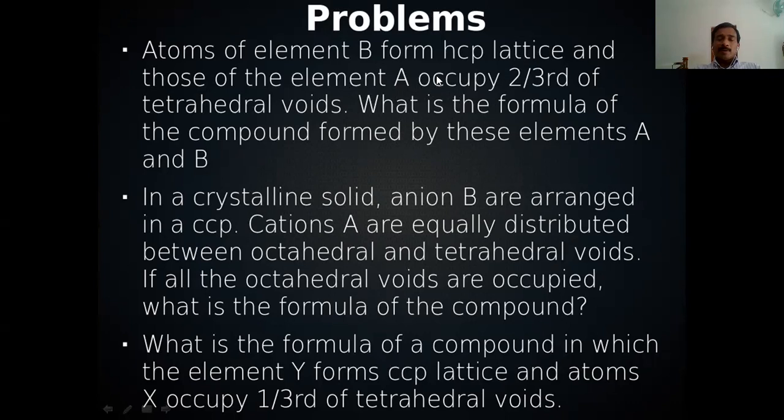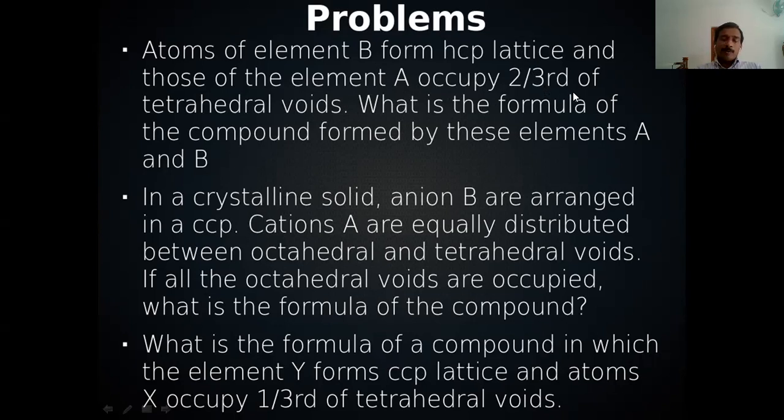Therefore, A will be present in the voids. Here it is clearly given A occupy 2/3 of tetrahedral voids. For example, you consider there is one B particle. Then how many tetrahedral voids will be present? 2 tetrahedral voids will be present. All the tetrahedral voids are not occupied by A. Only 2/3 is occupied. So out of these 2 tetrahedral voids, 2/3 only are occupied.